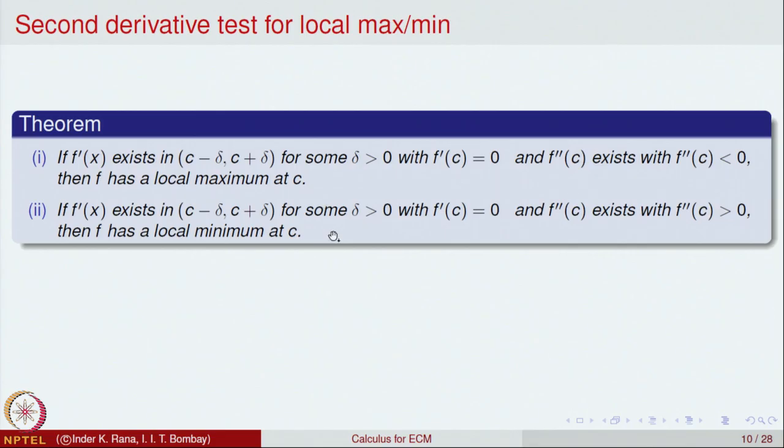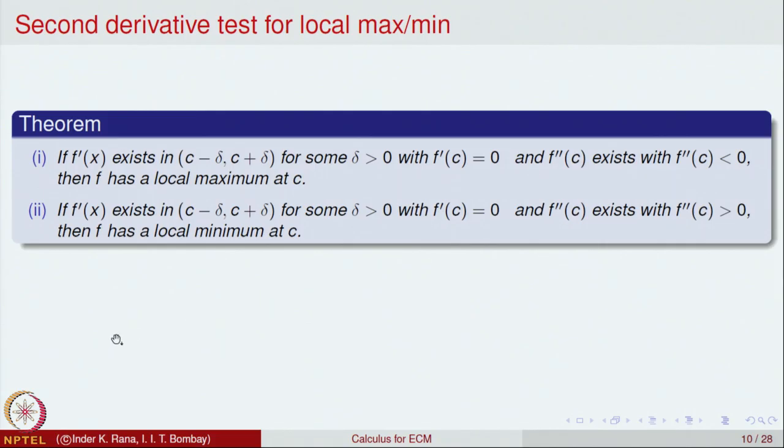This gives you sufficient conditions to ensure that a function has a local maximum or a local minimum at a point in terms of the second derivative. So, the first derivative should be equal to 0 and the second derivative at that point should be less than 0. These two will ensure that the function has a local maximum at the point C. And similarly, if the first derivative is 0 at the point and the second derivative exists and is strictly bigger than 0, then the function has a local minimum at that point. So, this is what is called the second derivative test.